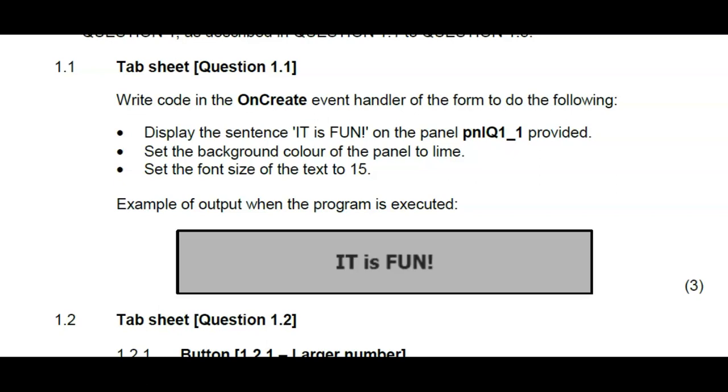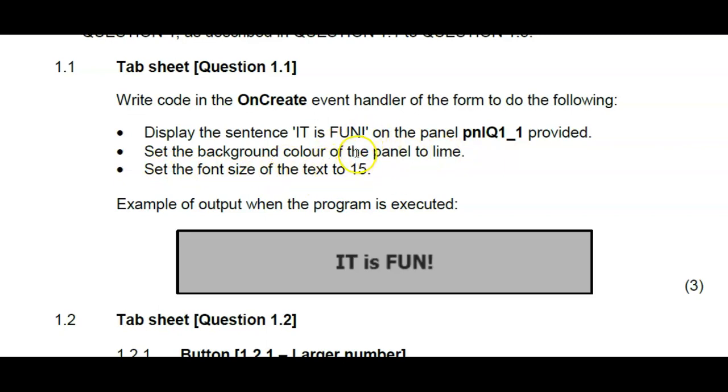So question 1.1 is typically your easy question. First of all, you just need to be aware of where you need to code. You are on the tab sheet that is named question 1.1, and that is where the panel that we're making changes to will appear, but that is not where we are placing the code. We have to write code in the onCreate event. And we're just going to display IT is fun, and we're going to change the background color of the panel to lime and the font size of the text to 15.